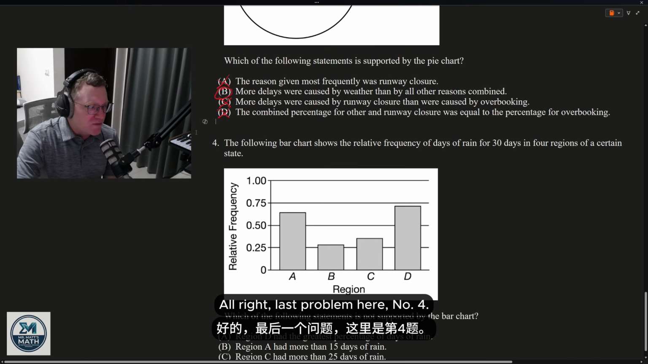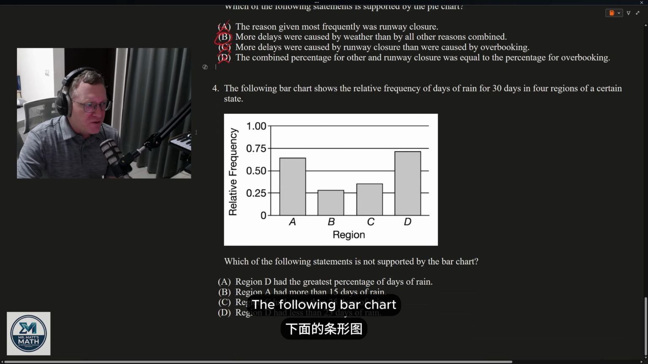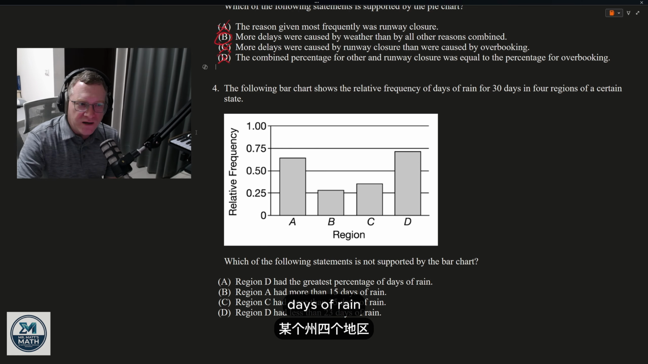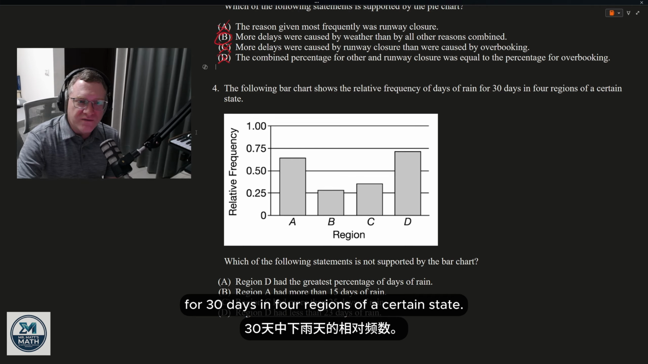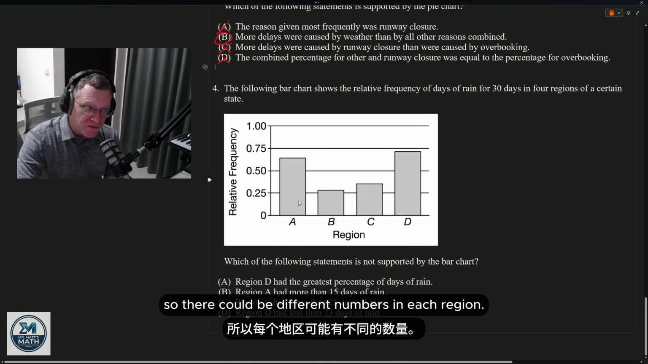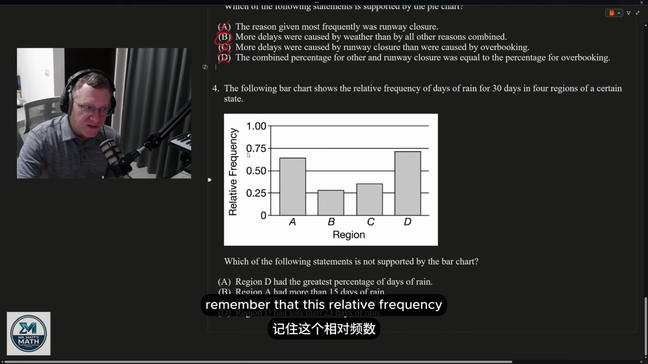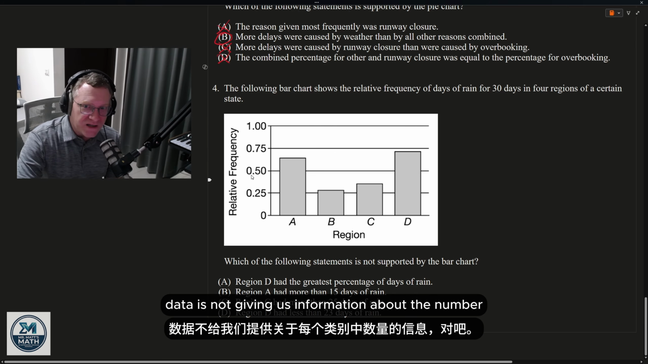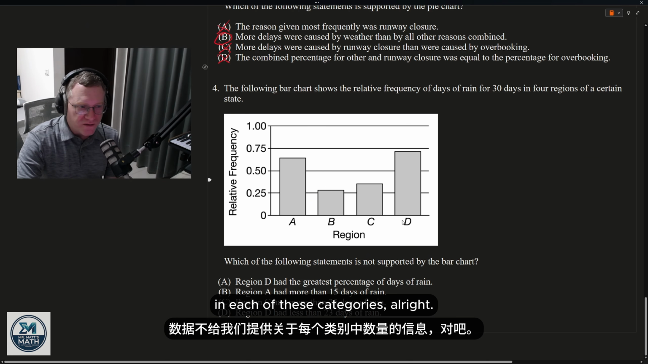All right, last problem here. Number 4. The following bar chart shows the relative frequency of days of rain for 30 days in 4 regions of a certain state. Okay, so we have 4 different regions, and then we have a relative frequency. So there could be different numbers in each region. So remember that this relative frequency data is not giving us information about the number in each of these categories.